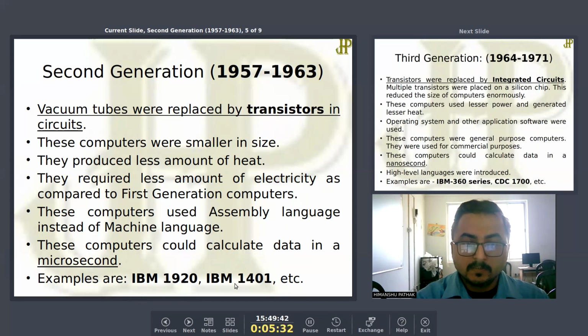Okay, so 3, 4 points you have to remember. The phase 1957 to 1963. Technology is used transistor. Assembly language is used rather than machine language, and it performs the result in microsecond.